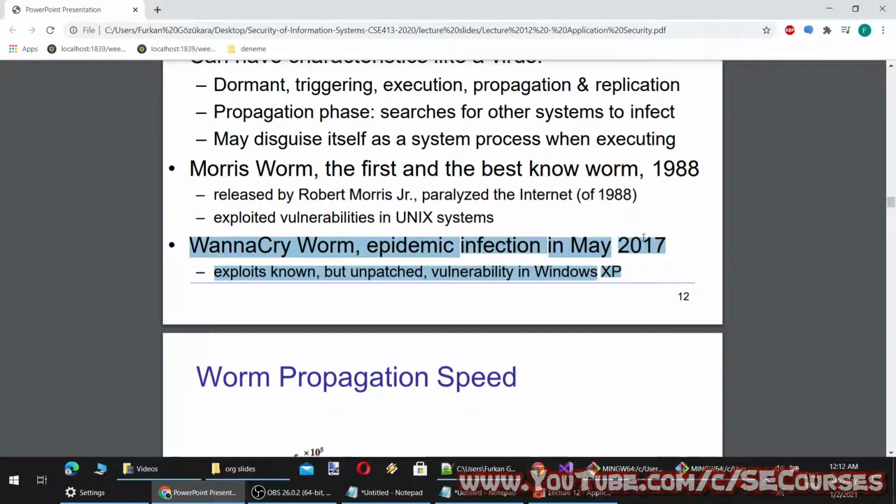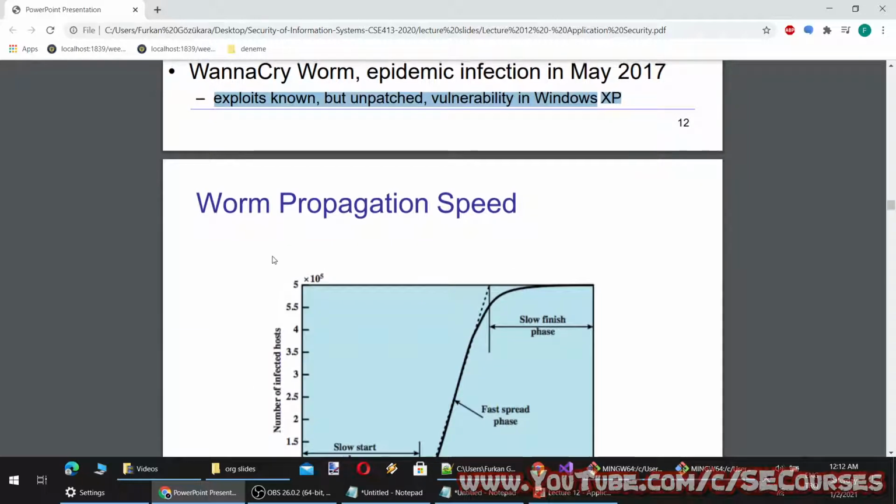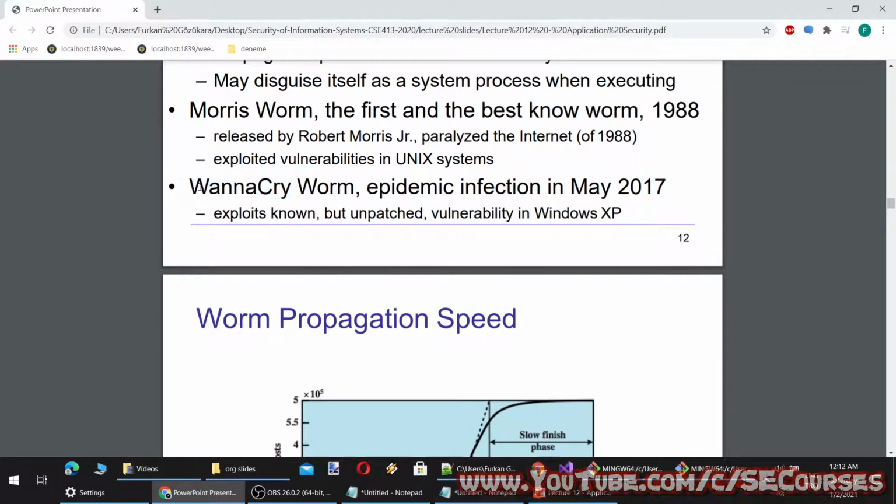WannaCry worm, epidemic infection in May 2017, exploited a known but unpatched vulnerability in Windows XP. This is also extremely famous. And let's look for this one.